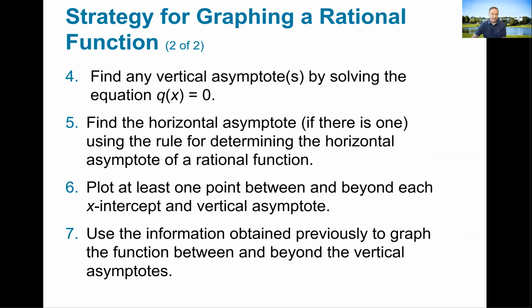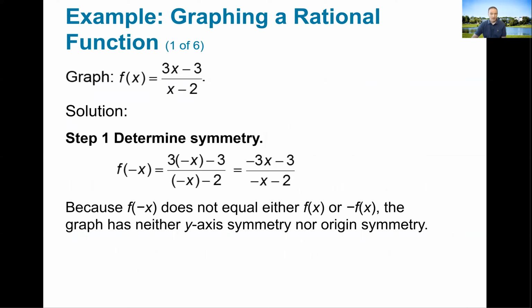As you approach any vertical asymptotes, the y values have to go to positive or negative infinity. As x approaches infinity or negative infinity, the y values will approach any horizontal asymptotes. Let's take, for example, this one right here. If f of x is equal to 3 times x minus 3 all over x minus 2.